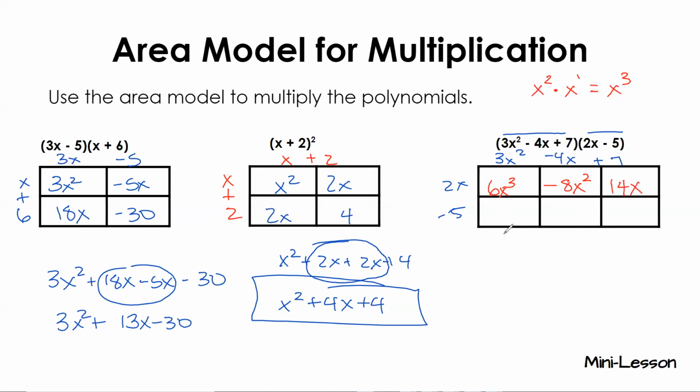Okay, we're gonna repeat that process on the next row. We're gonna take negative 5 and multiply 3x squared. And negative 4x times negative 5. And 7 times negative 5.